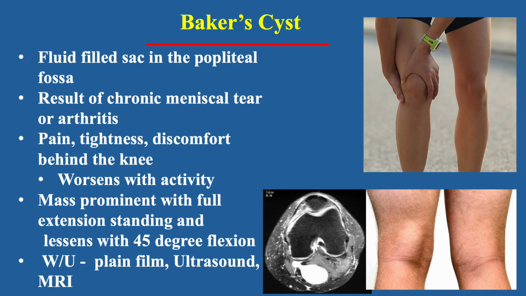A Baker's cyst is a fluid-filled sac that forms in the popliteal fossa on the posterior aspect of the knee. In adults, Baker's cysts are commonly associated with degenerative arthritis. Patients may present with tightness, discomfort, or pain behind the knee. Diagnosis includes plain radiography and ultrasonography, followed by MRI. A mass may be prominent and palpable with full extension while standing.